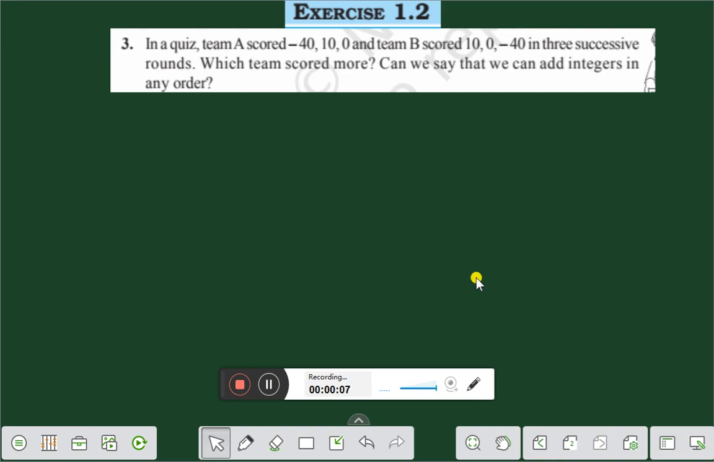In a quiz, team A scored minus 40, 10, 0 and team B scored 10, 0, minus 40 in 3 successive rounds. Which team scored more? Can we say that we can add integers in any order?